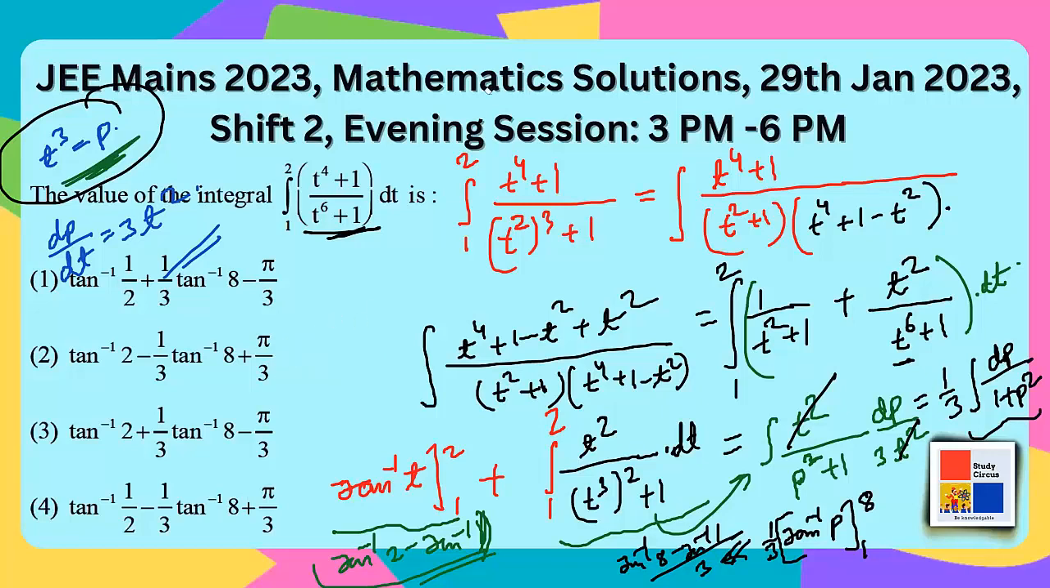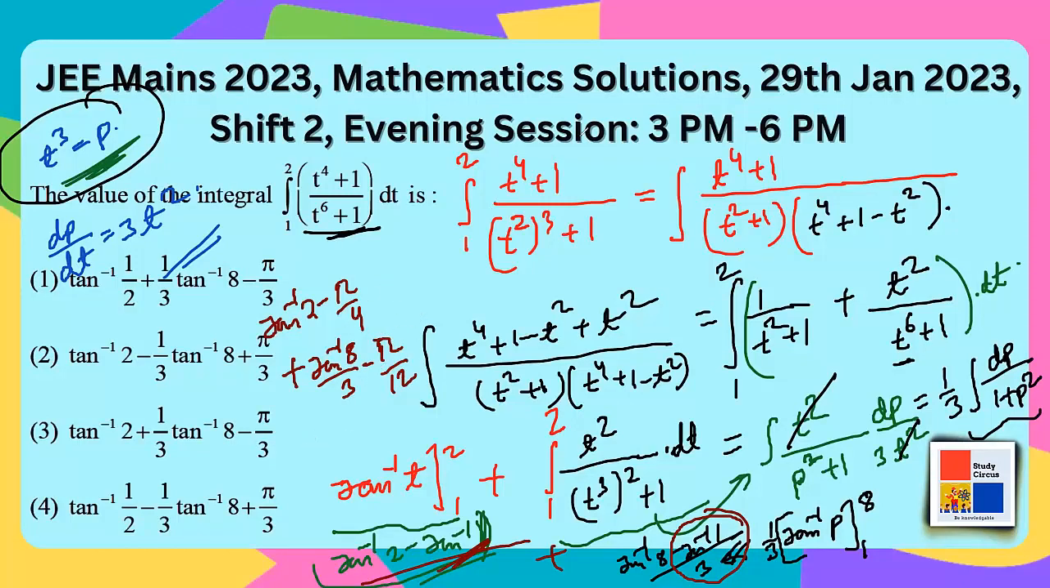Summing up the whole thing, now for the final answer, I will get this thing here plus this thing here, and I'll put in the values. Tan inverse 1 I know is pi by 4. Tan inverse 2, I don't know the value, let's keep it like that. Tan inverse 2 minus pi by 4, for tan inverse 1 I wrote pi by 4. And then plus tan inverse 8 by 3 minus, again, tan inverse 1 is pi by 4, so this is minus pi by 12, right?